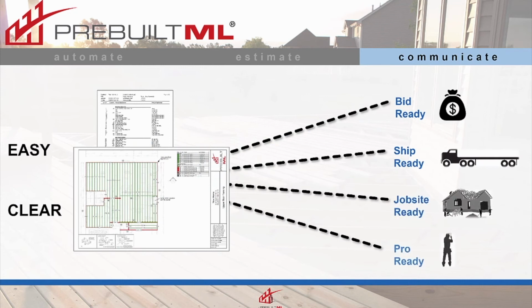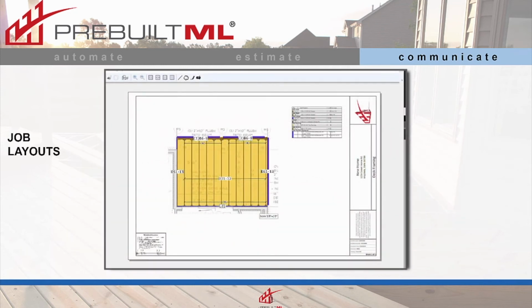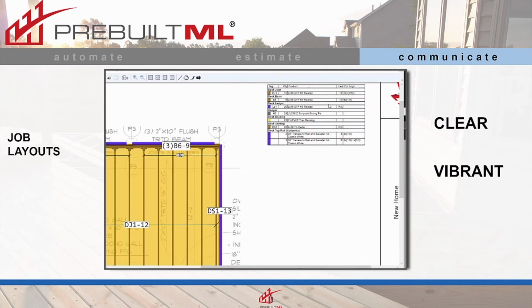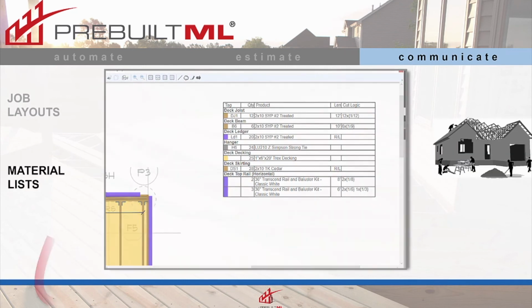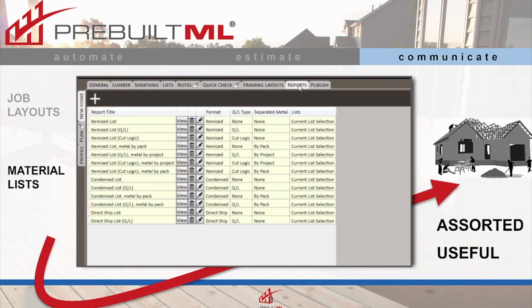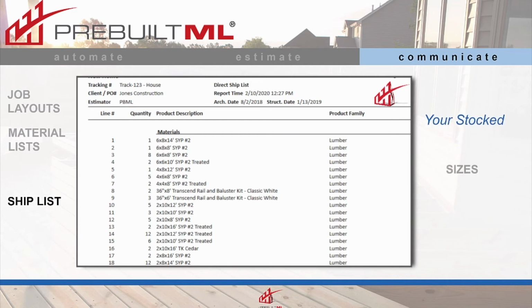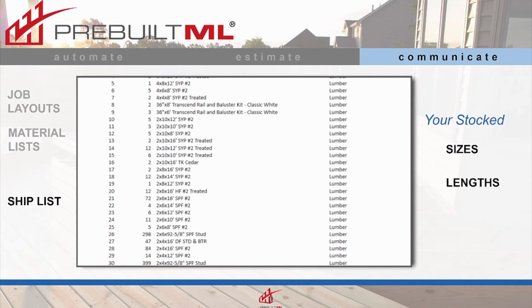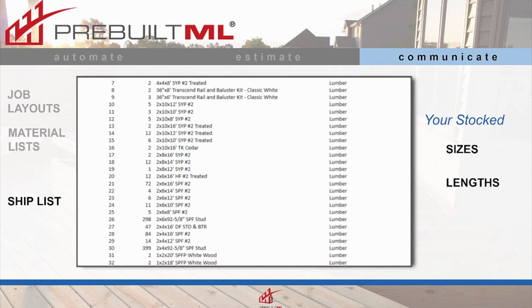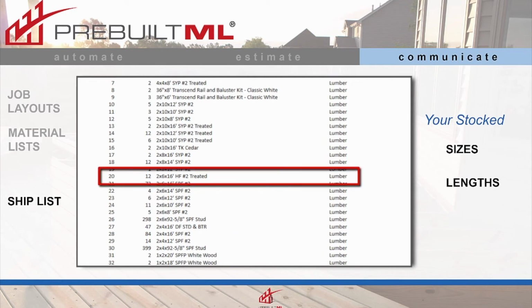Finally, we wanted to make communicating all of this as easy and clear as possible, making sure everyone would know what to do and how to do it. So job layouts are clear and vibrant, material list options are numerous and useful, getting you not just a list, but all the way to the job site. Do you need a list to ship off of? Our ship list tells you the material you need in the sizes and lengths you stock. No need to convert that 200 feet of 2x6 pressure treated into your specific lengths. It can tell you exactly how many pieces of 16-foot 2x6 you need.